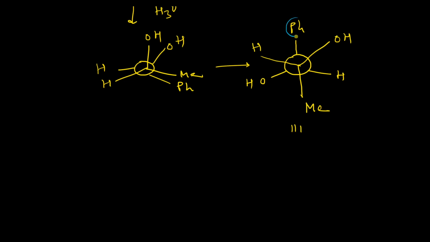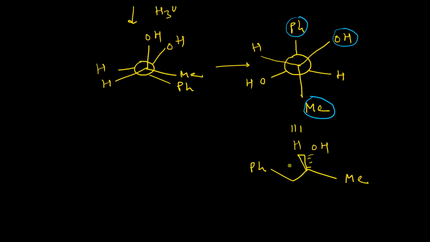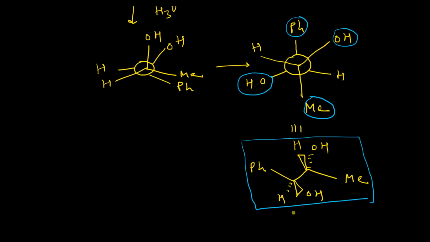This phenyl and this methyl group will be on the plane, and this OH group will be below the plane. The hydrogen will be above the plane, and this particular OH will be above the plane, and the hydrogen will be below the plane. So this is our stereochemistry of the major product.